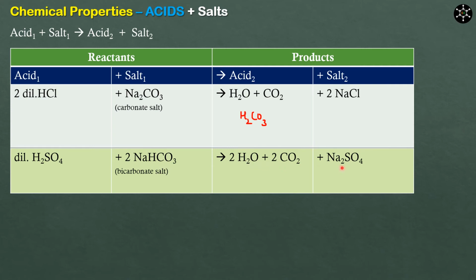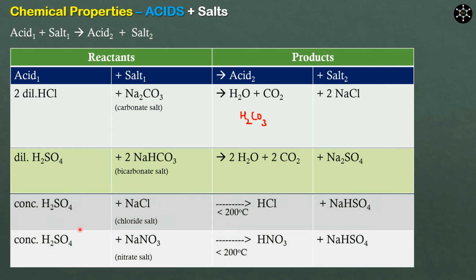and sodium sulfate salt. When sulfuric acid is treated with sodium chloride below 200 degrees Celsius, it gives us hydrogen chloride and sodium bisulfate. In the same manner, when sulfuric acid is treated with sodium nitrate, it gives us nitric acid and sodium bisulfate. For both of these reactions, temperature has to be maintained below 200. Otherwise, instead of sodium bisulfate, we may get sodium sulfate as a byproduct.